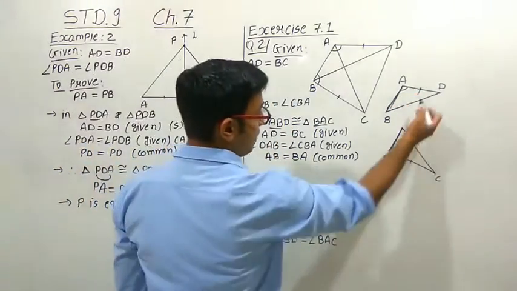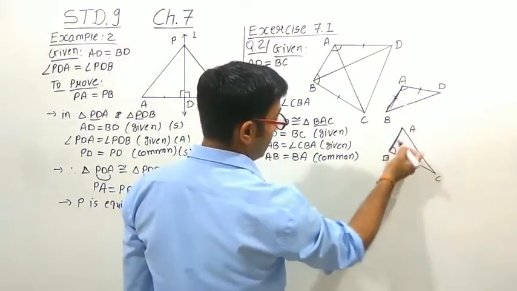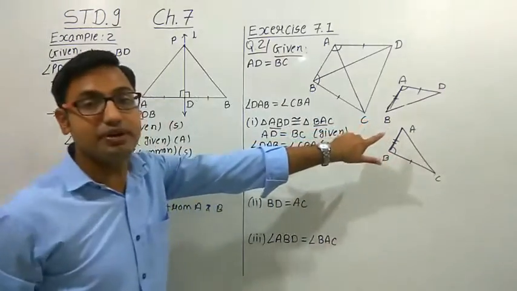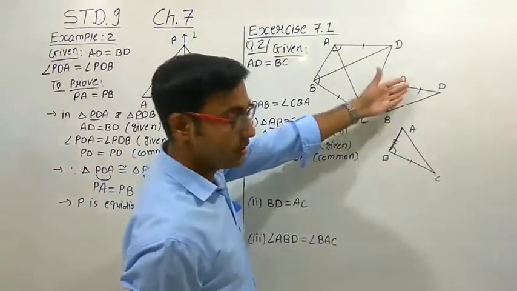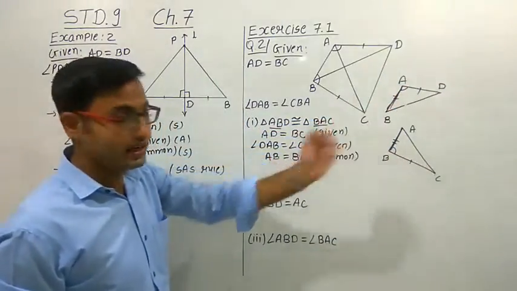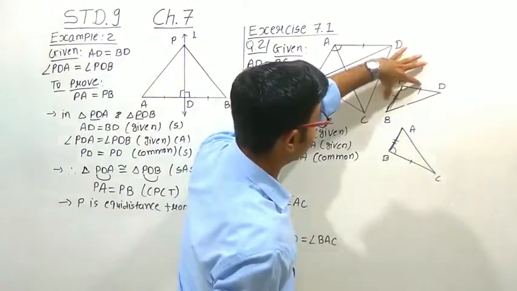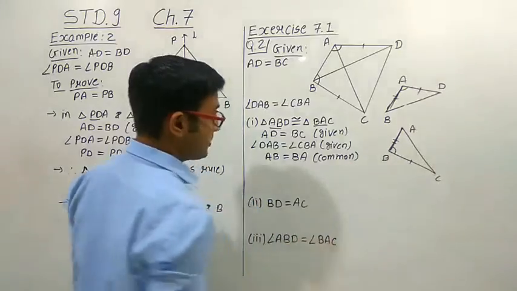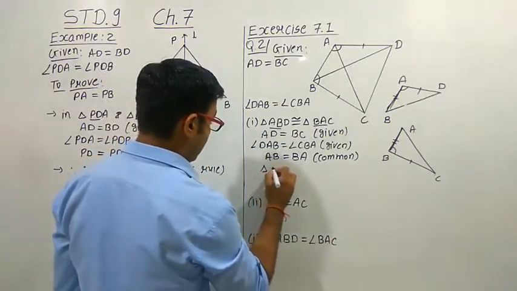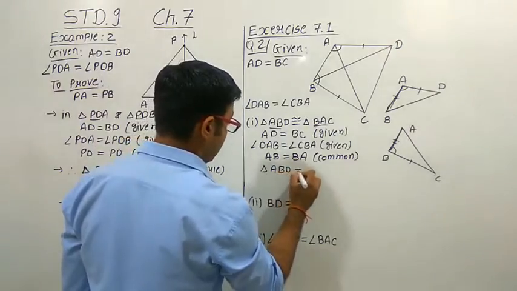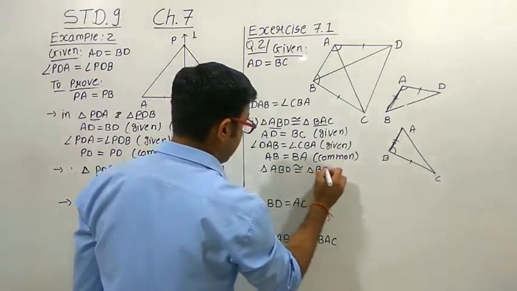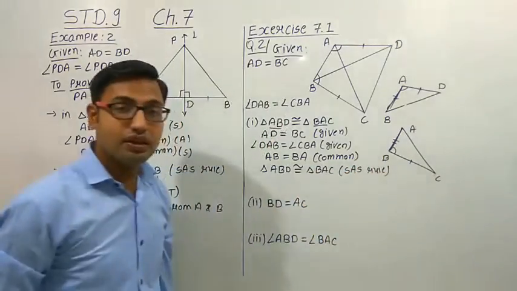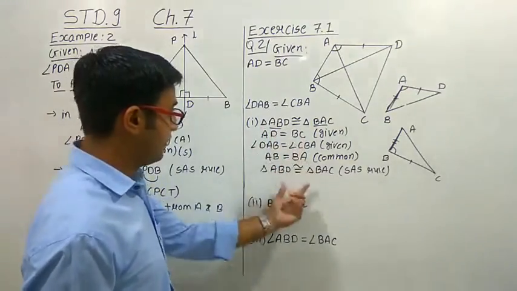So now we have three conditions. First is the side, second is the angle, and third is the side. See, this angle is included between the two sides. We can check in this triangle or in that triangle; here also, this angle is included between these two sides. So here we get the three conditions: side, angle, side. So we can write that triangle ABD is congruent to triangle BAC by side, angle, side. The first thing we had to prove, we have proved here.